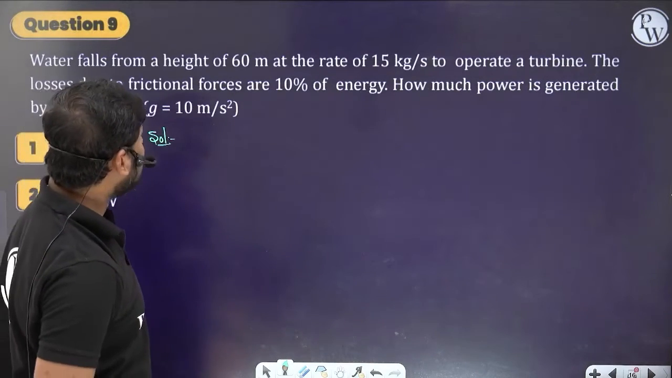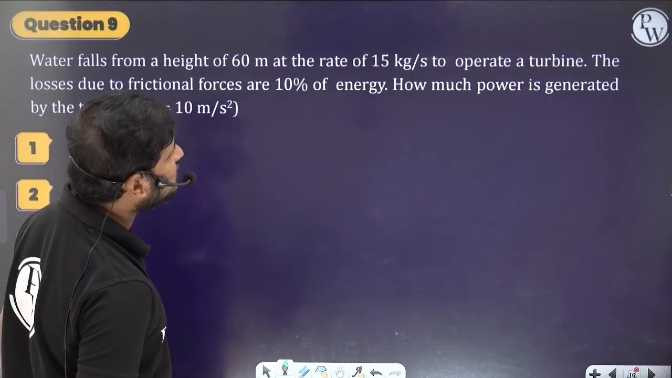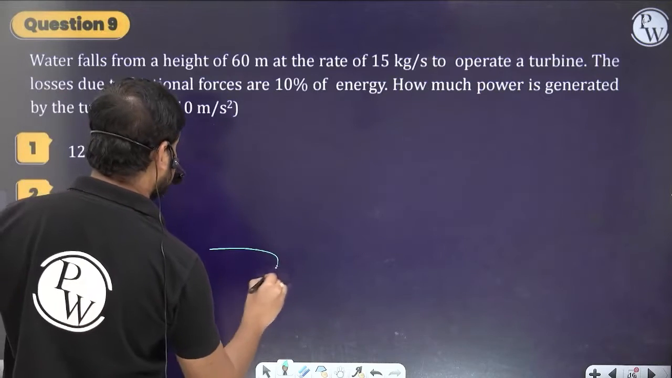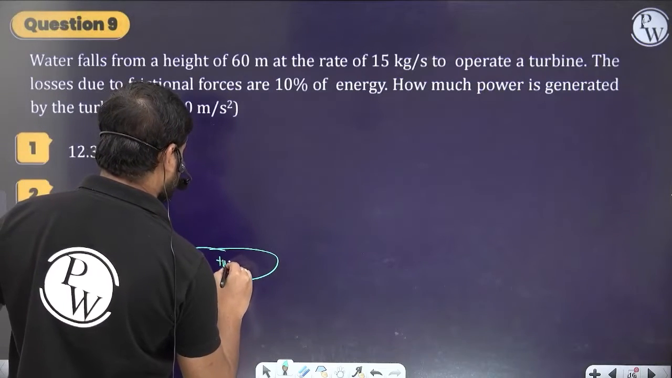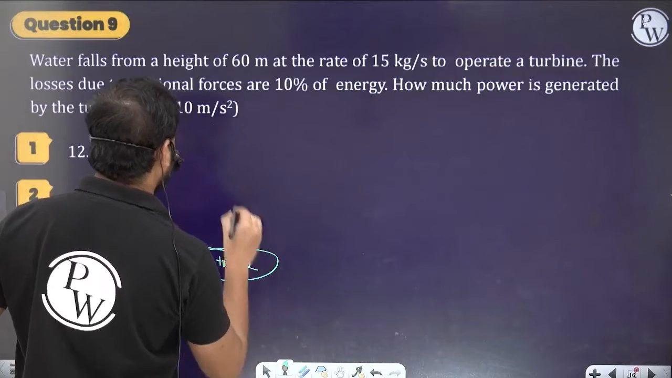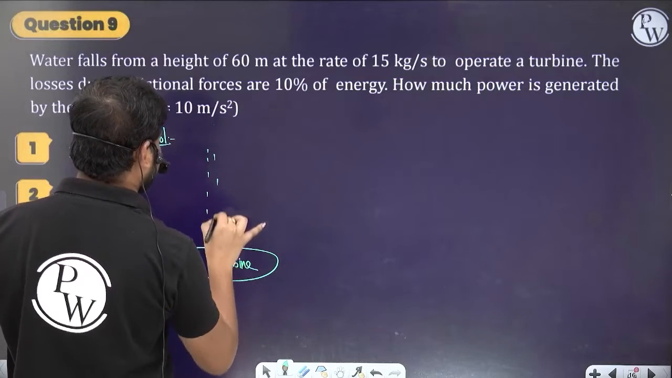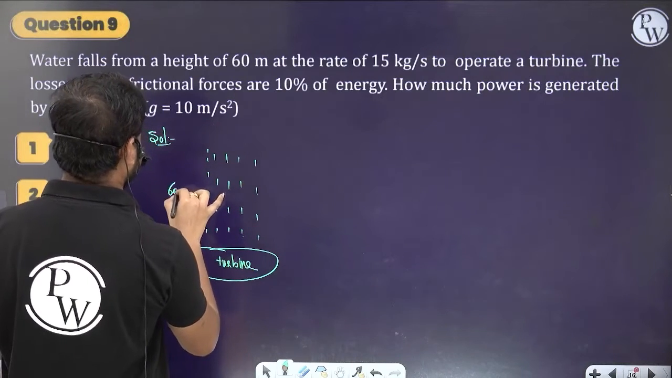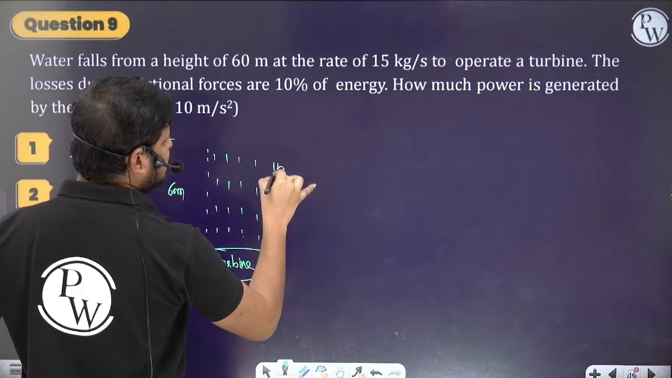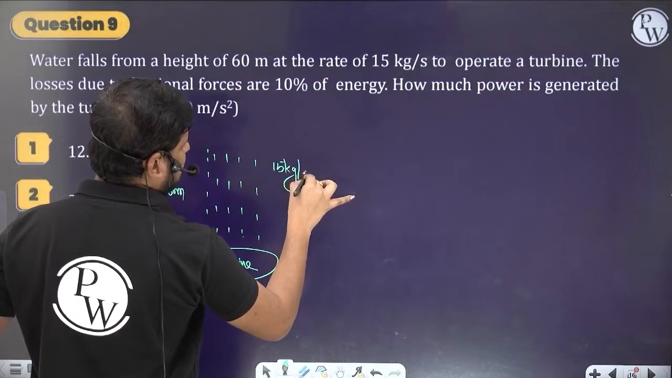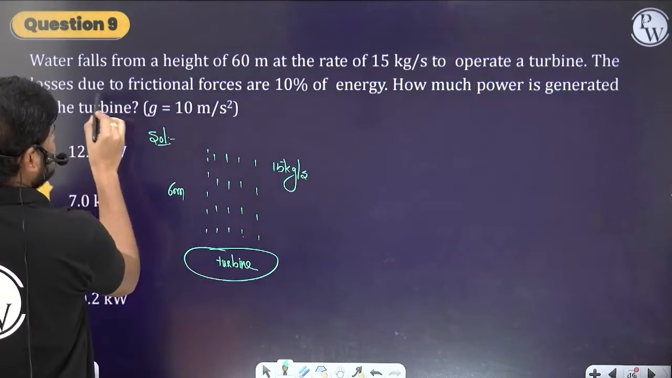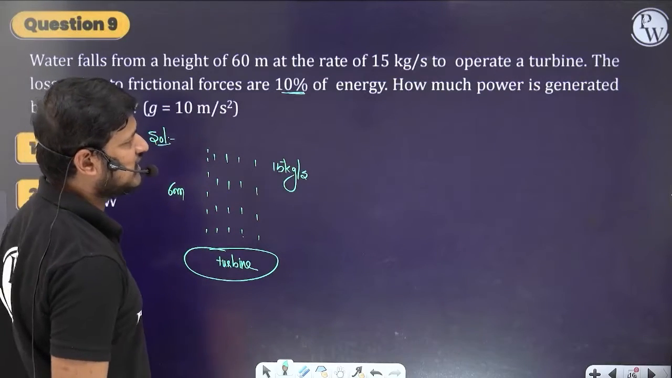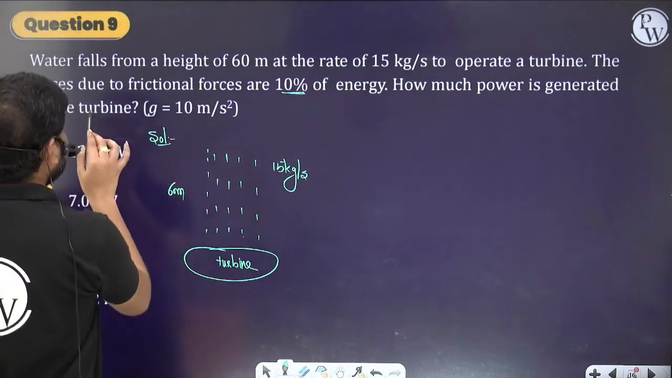Water falls from a height of 60 meters at the rate of 15 kg per second to operate a turbine. So here is a turbine, and water is falling from a height of 60 meters at a rate of 15 kg per second. Now, the losses due to frictional forces are 10% of the energy. How much power is generated by the turbine?